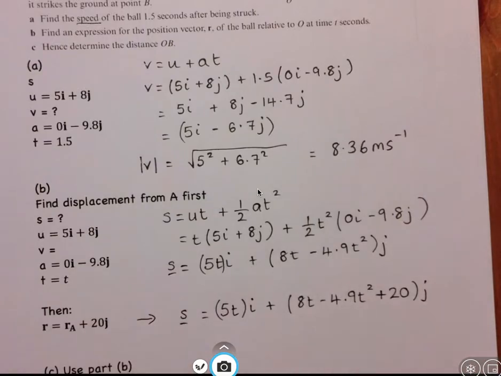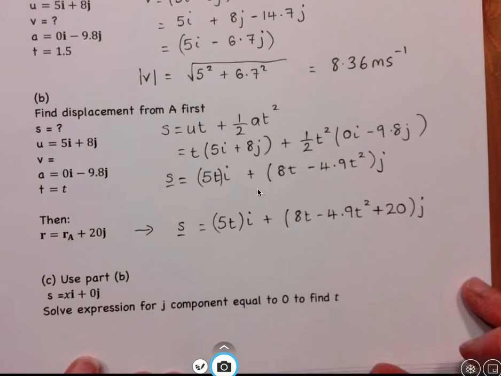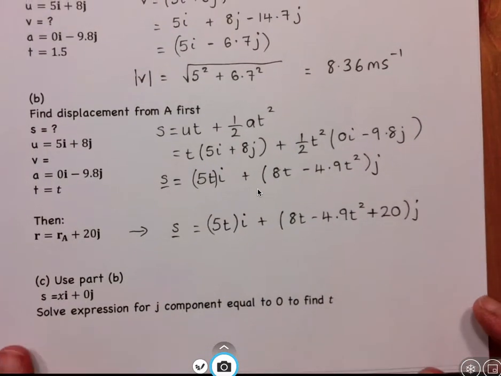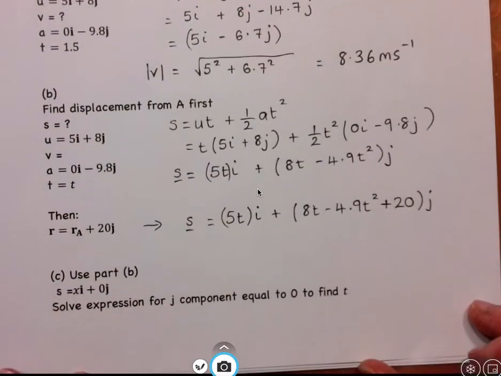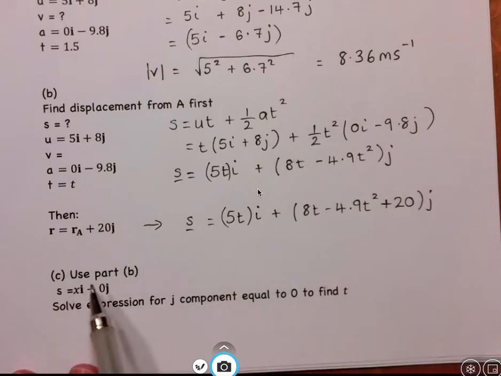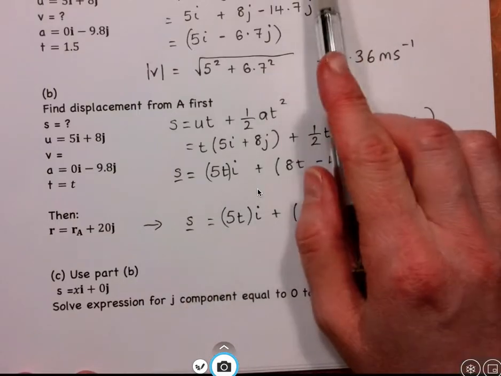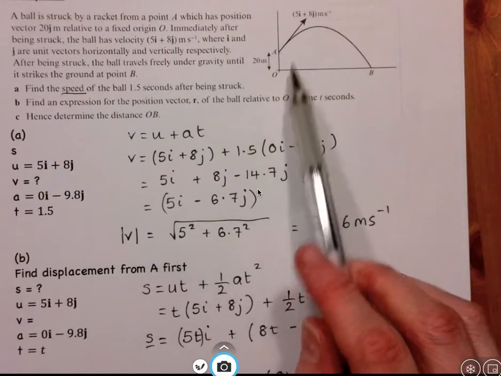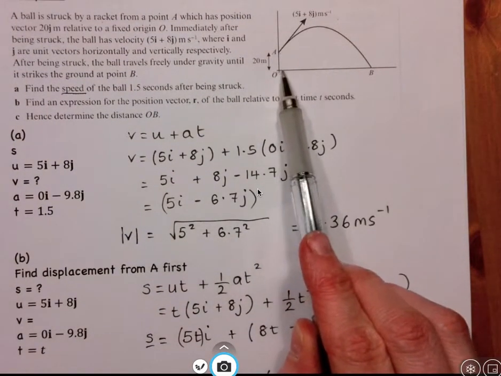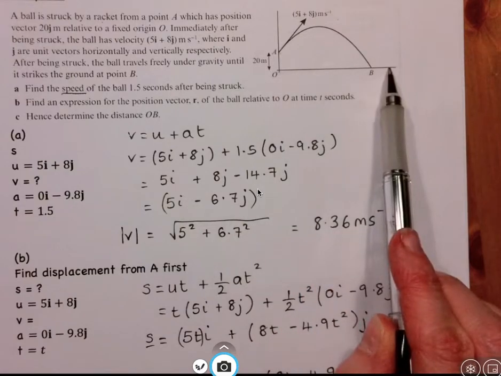Okay, just adding that 20j on. Alright, so that's an expression for the position vector at time t seconds. So now part C says, hence determine the distance OB. Okay, so if we use our answer from part B now, we know that the distance O to B is when the vertical height, so the j component of the displacement, is 0.